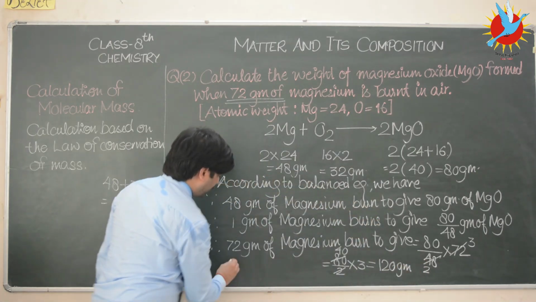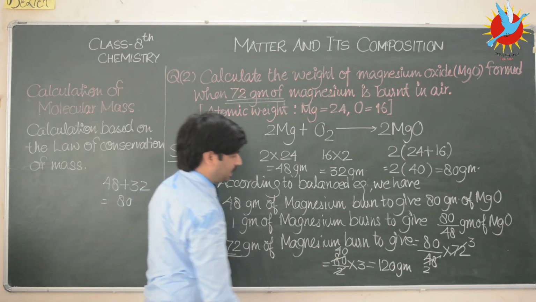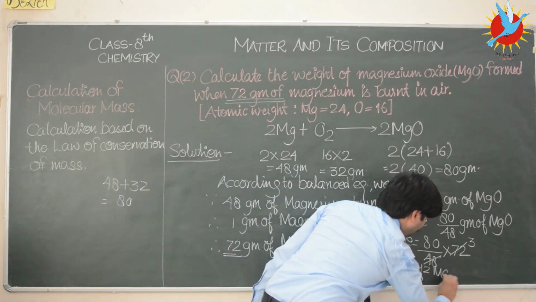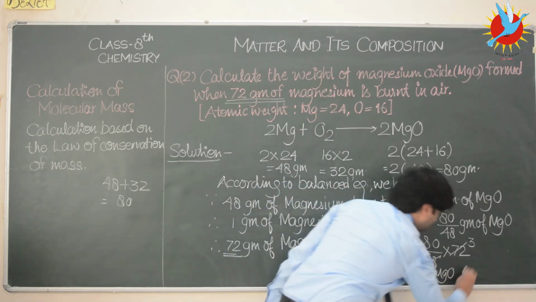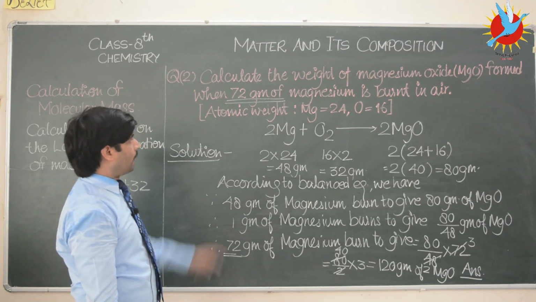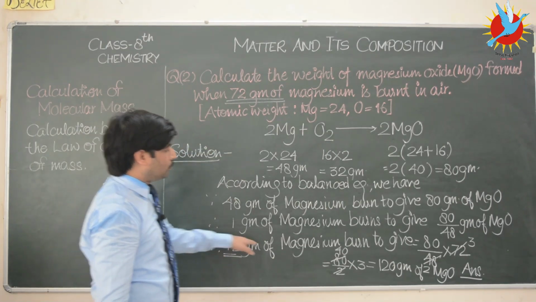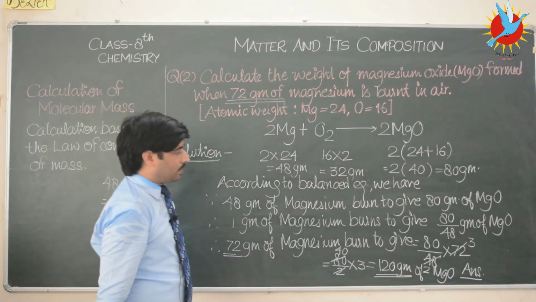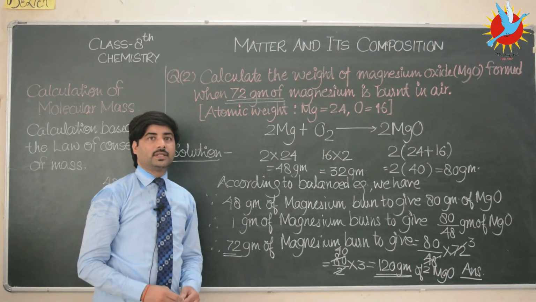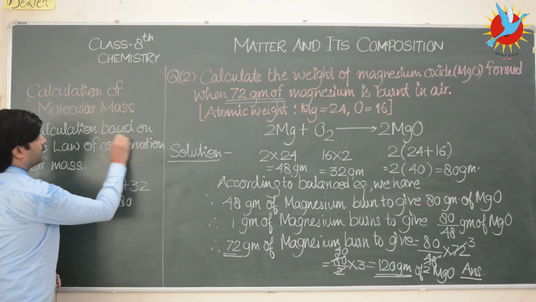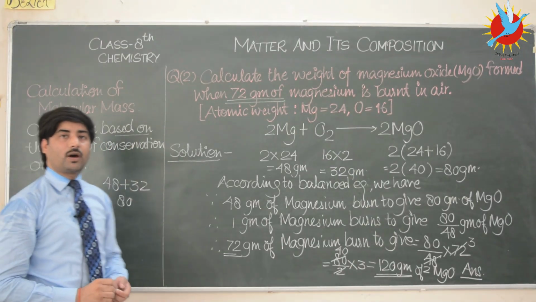So after burning 72 gram of magnesium, we will get 120 gram of magnesium oxide. This is the answer of this question. So after burning 72 gram of magnesium, we will get 120 gram of magnesium oxide. So that's all about the numericals based on law of conservation of mass.